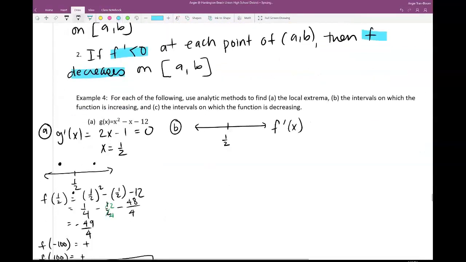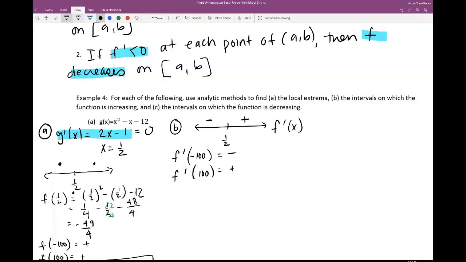So that's all I need to do. Hey, is the derivative positive or negative? So here we go. F prime of negative 100. I already have f prime, it's right here. So all I have to do is plug it in. I don't need an actual value, I just need to know if it's positive or negative. Negative 100 times 2 is negative. So this is negative. F prime of 100 is positive. So this side is negative, this side is positive.